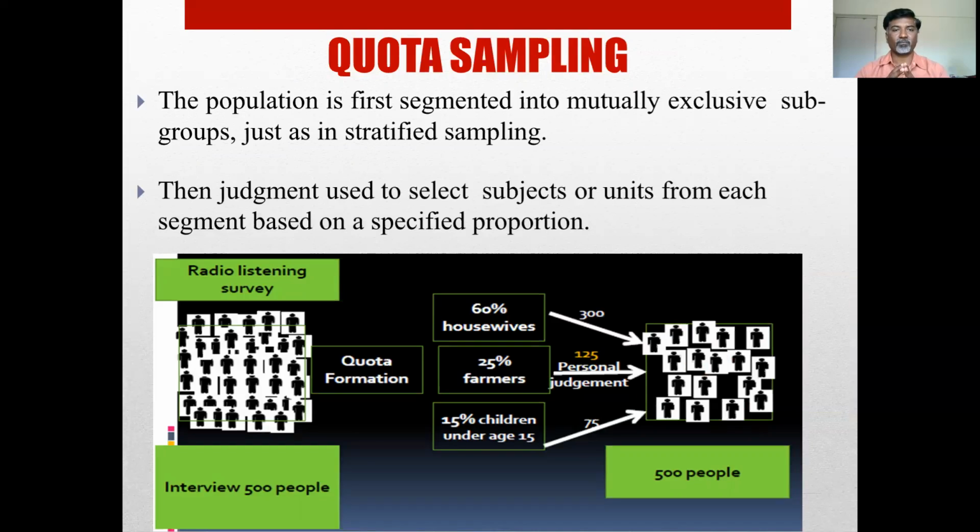In quota sampling, we have to identify what the total population is, and from that population, what your total sample size is. Once you have decided that, you have to create different quotas. What does that mean? Let's take the same example here.